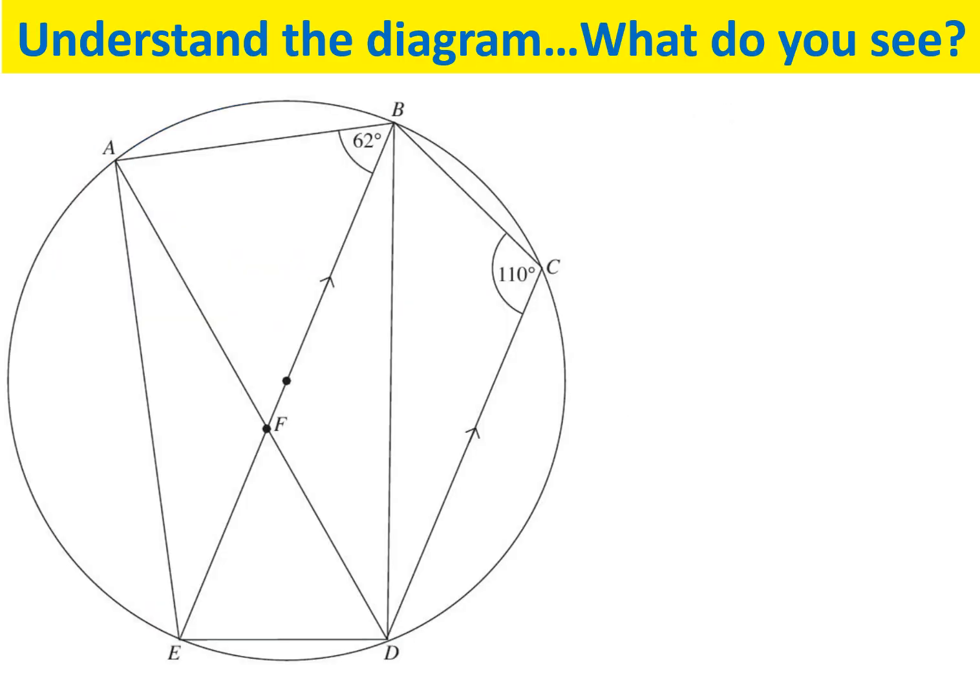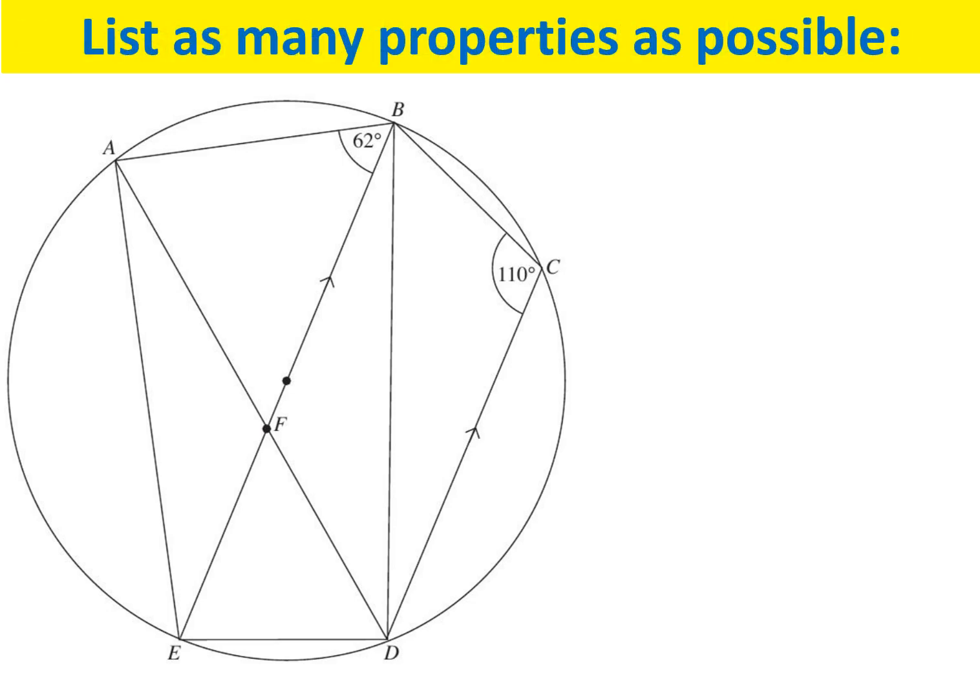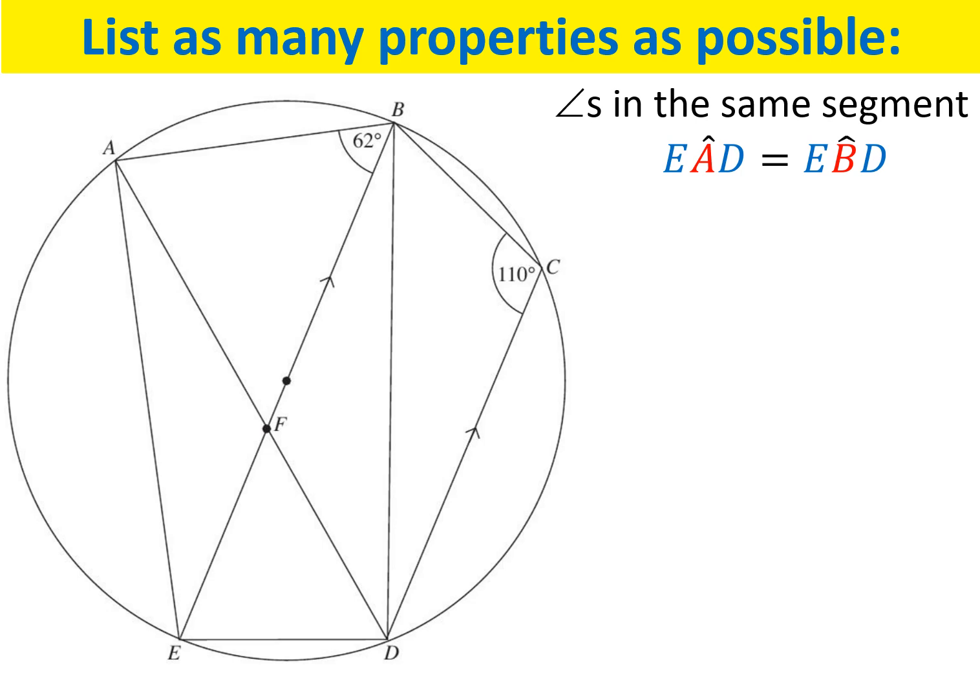Let's move on to understanding the diagram now. So one question that I often like to ask is, what do you see? In the process, do go through some of the properties that you already learned in my previous video, and try to list as many properties as possible. Go through systematically. In this case, you can start off with angles in the same segment. With this, you will be able to see some of the common chords.